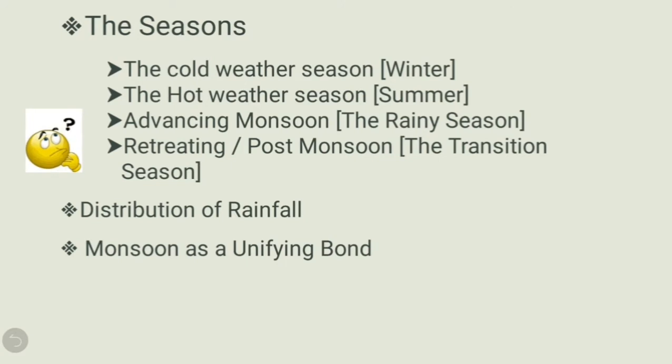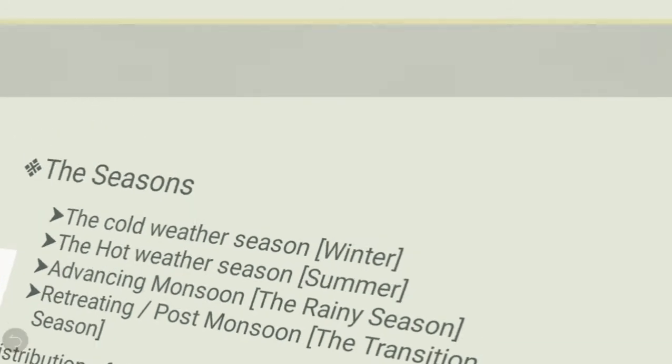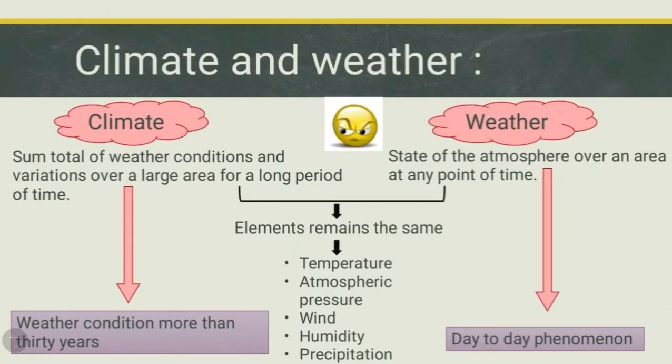Next we'll see the seasons. What are the seasons? The cold weather season that we call the winter season. The hot weather season, we know it as summer. The advancing monsoon, which we call the rainy season. Then the retreating or post monsoon, that is the transition season. Then we will cover distribution of rainfall and monsoon as a unifying bond. So all these are the study points of the climate chapter which we are going to study. So let's start with our first subtopic, that is climate and weather.